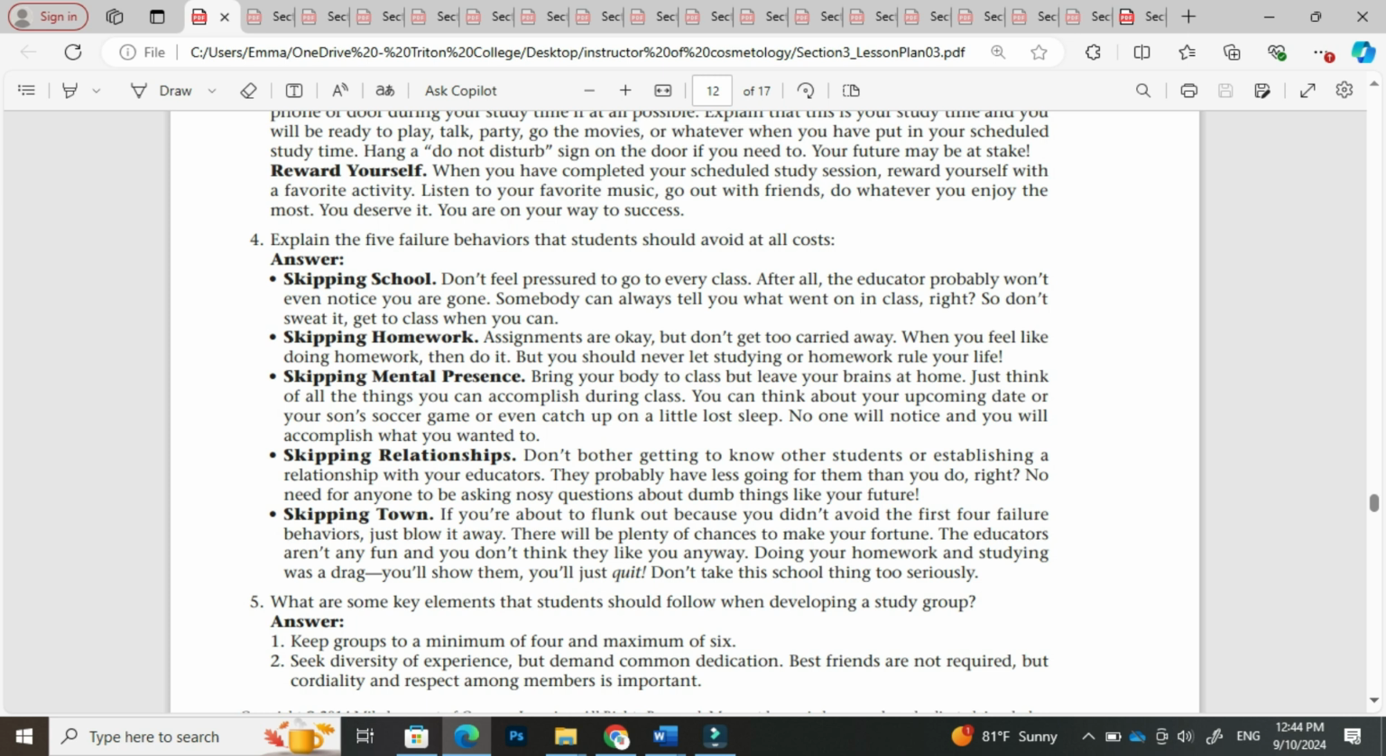If you are about to flunk out because you didn't avoid the first four failure behaviors, just blow it off. There will be plenty of chances to make your fortune. The educators aren't any fun and you don't think they like you anyway. Doing your homework is a drag. You will show them, you will just quit. Don't take this school thing too seriously.